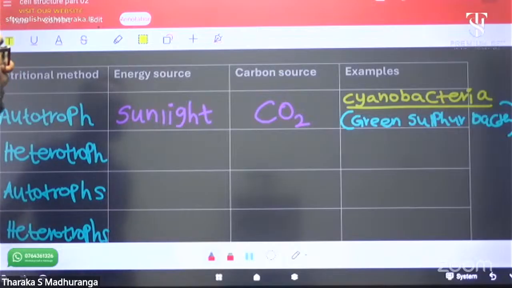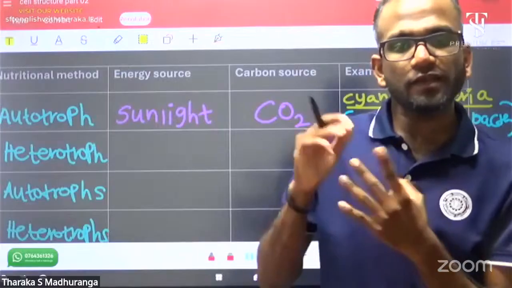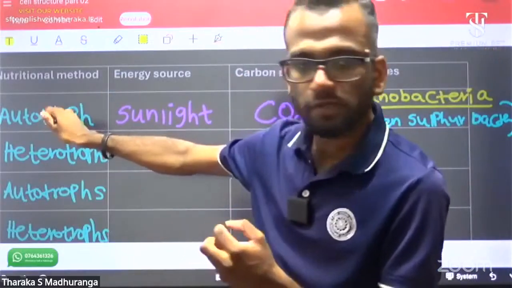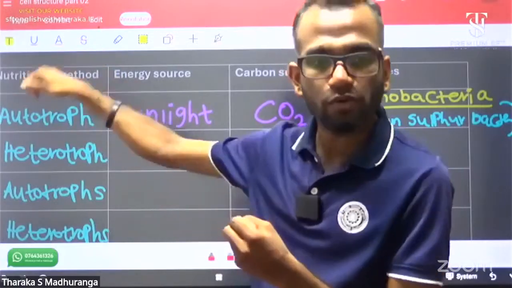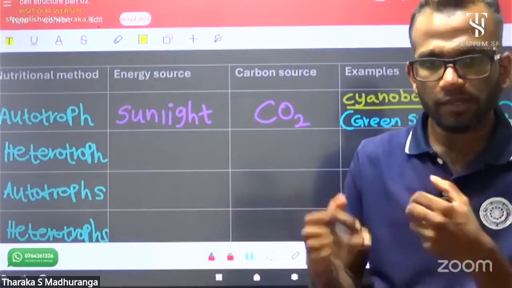Okay. Come to the second one. Then what do we need to remember? Photoautotrophs: the energy source is sunlight, and because they are autotrophs, photo means sunlight, autotrophs mean they do photosynthesis, therefore carbon dioxide is the carbon source. Remember? Okay.